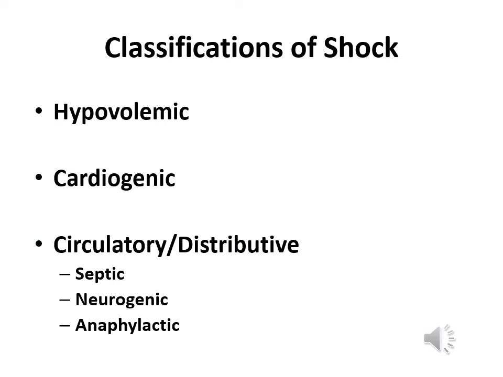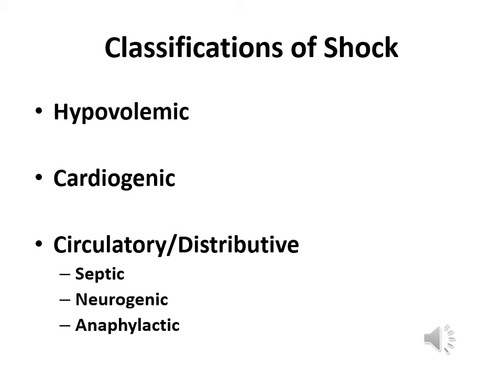Here are the classifications of shock that we will be talking about in this class. So you can read my notes below. They're fairly extensive, and we will talk more about each type of shock as we move forward. But I'd like to make a connection here between the classifications or types of shock and what is needed for effective tissue perfusion. So hypovolemic shock is a loss of sufficient blood volume. In that way, it goes back to the body needing a sufficient blood volume for effective tissue perfusion.